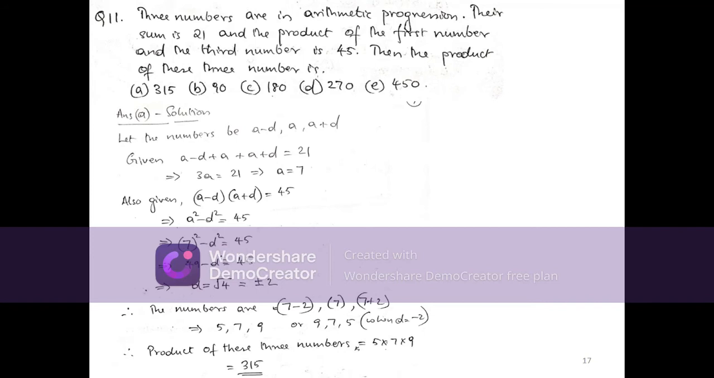So we have 3 numbers that are in arithmetic progression. Since they are in arithmetic progression, let the 3 numbers be A minus D, A, A plus D. This is applicable to any problem of this kind. If you have 3 consecutive numbers in arithmetic progression, we assign them as A minus D, A, A plus D.